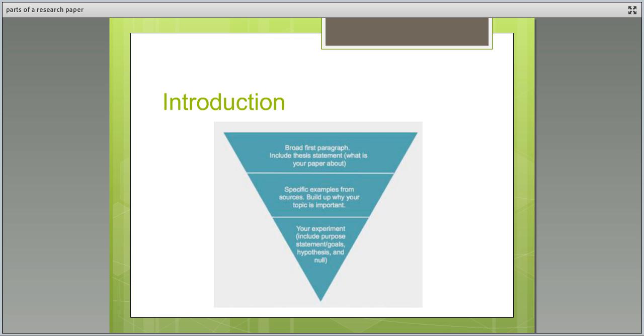Your second paragraph, you're going to start getting more specific and you're going to start using examples. And you're going to build up why your topic is important here. You're also going to use a number of sources in this paragraph to support your points. And then you're going to narrow even further about your actual experiments. You're going to include your purpose statement and goals for this paper. You're also going to include your hypothesis and null in this section.